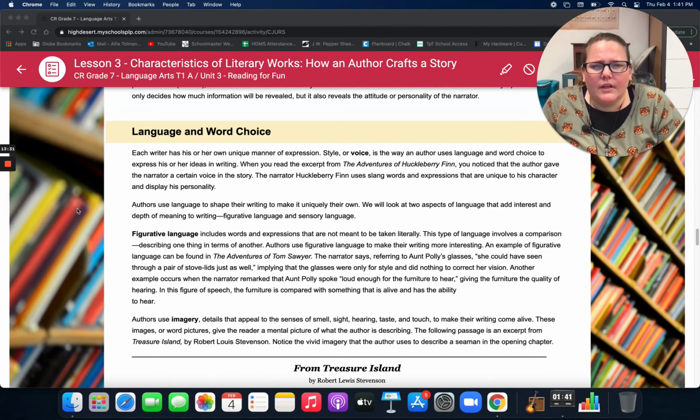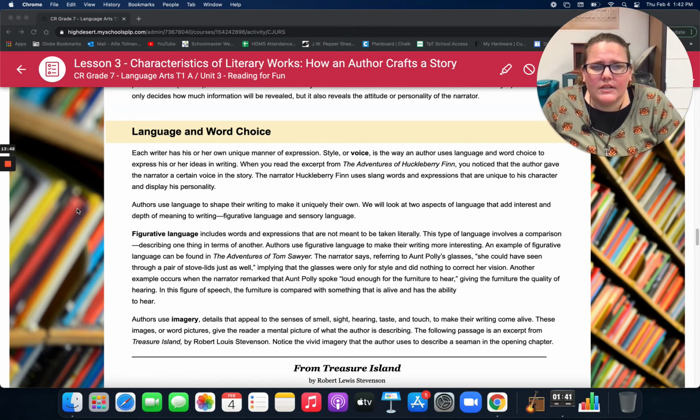Figurative language includes words and expressions that are not meant to be taken literally. This type of language involves a comparison, describing one thing in terms of another. Authors use figurative language to make their writing more interesting. An example of figurative language can be found in The Adventures of Tom Sawyer.